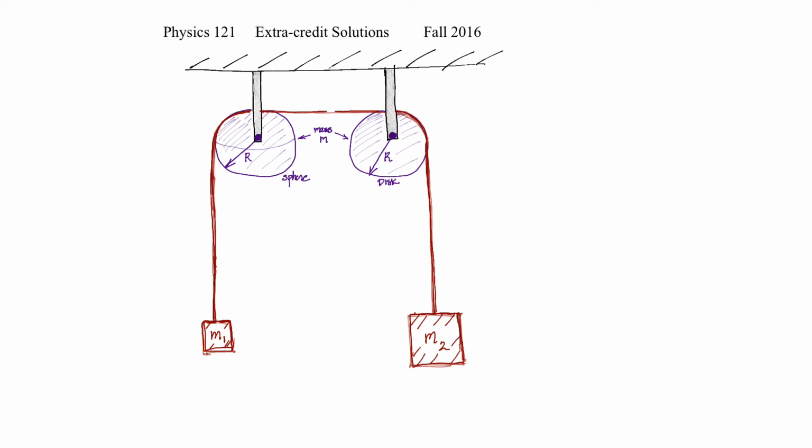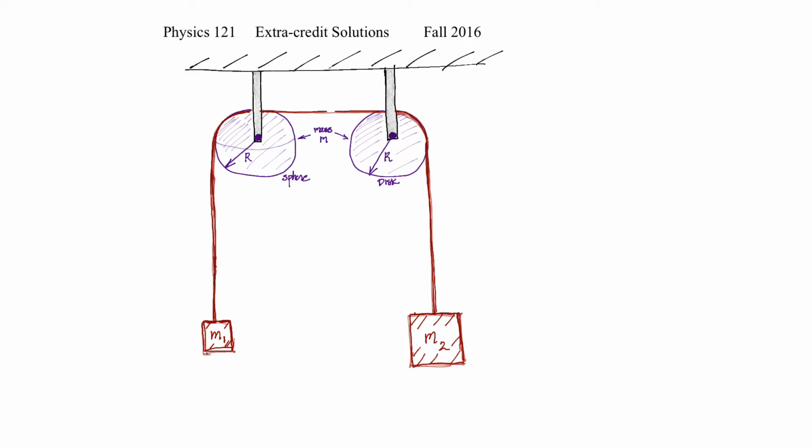Okay, as promised, here are the solutions to the extra credit problems. The first problem has two masses connected by a string which cannot flex. The string passes over two frictionless bearing pulleys. Each pulley has the same mass, but the one on the left is a sphere and the one on the right is a disk. They both have the same radius.